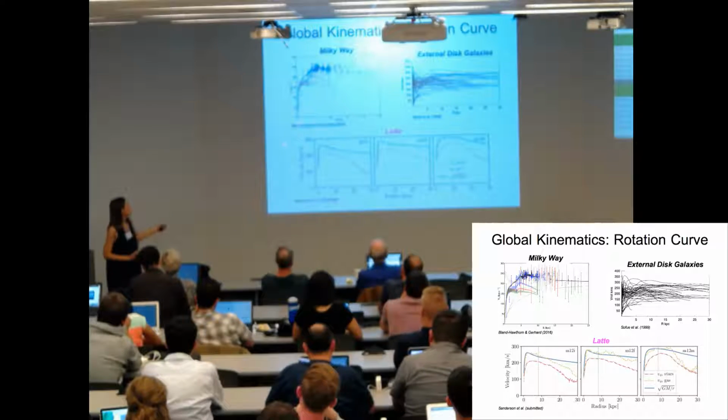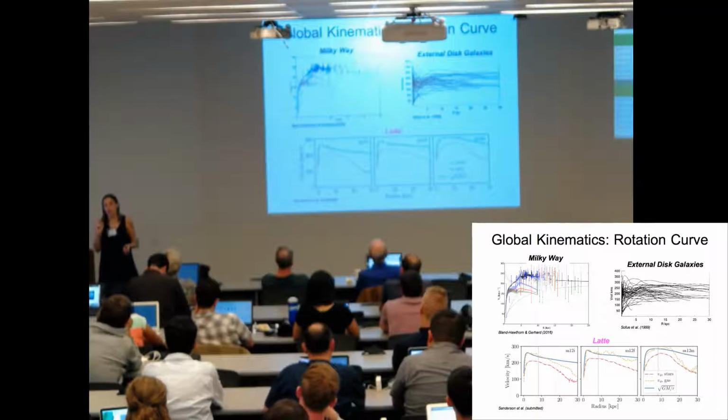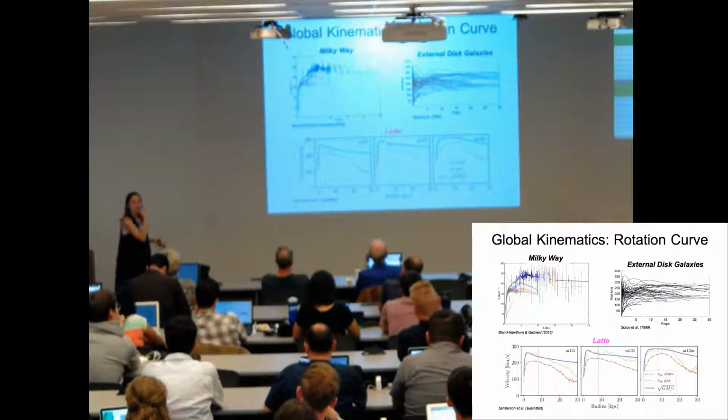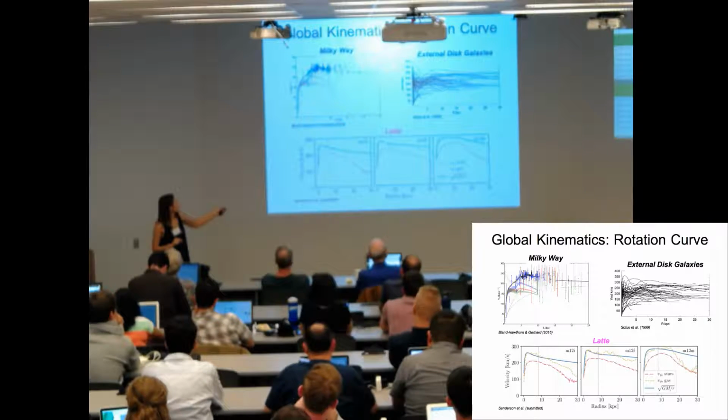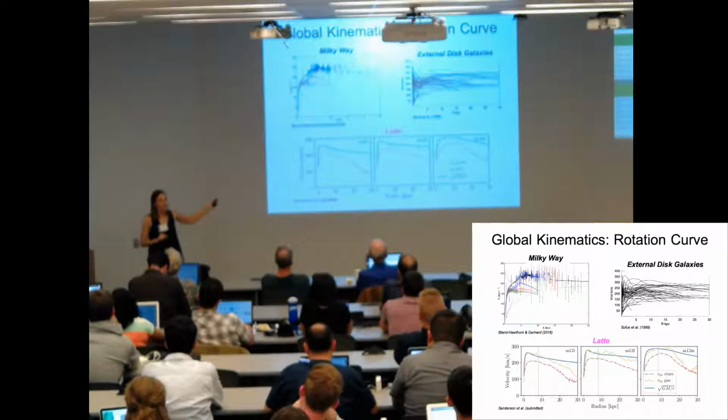And what they present here is a whole bunch of really well-measured, precise circular velocities for stars in the Milky Way. And as you can see, this black line here shows the rotation curve for the Milky Way. It nicely flattens out as you get to larger radii.